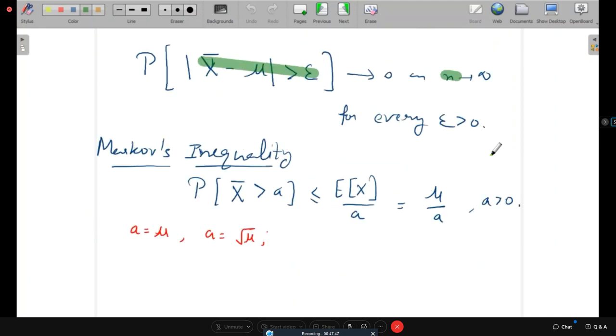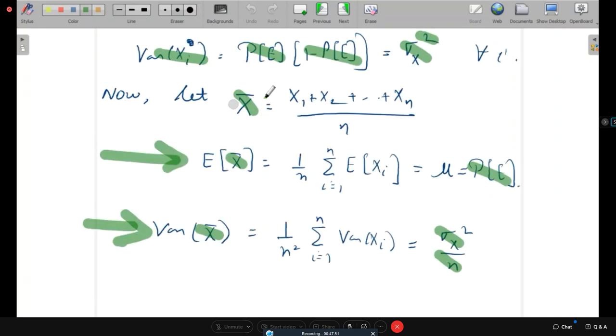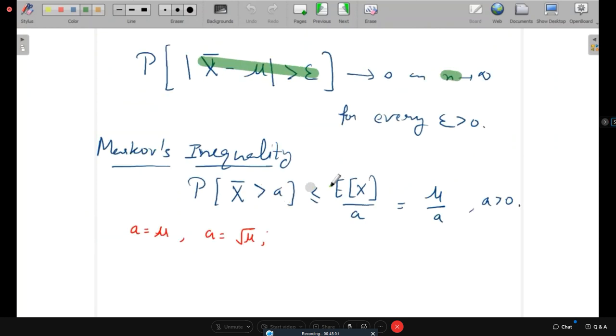Okay. Now, what the Markov inequality is, because see, x bar, each xi will take a non-negative value, right? 1 or 0. So x bar will also take a non-negative value. So probability that x bar greater than a is less than equals to mu by a. Okay, so we are trying to fit all the inequalities here. So let's try to interpret this now.